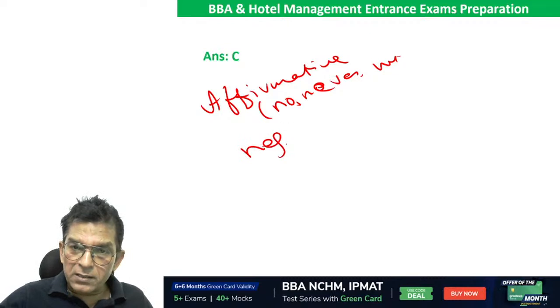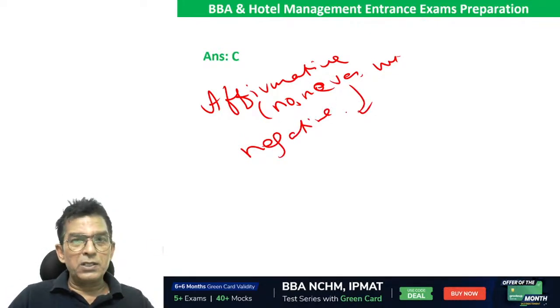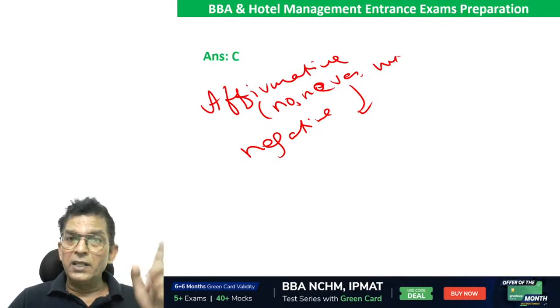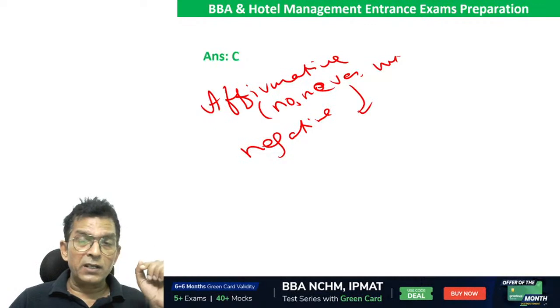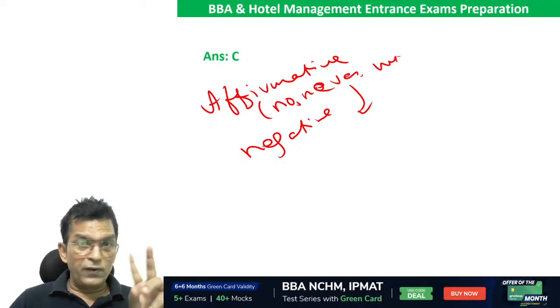And a negative sentence, on the other hand, will have these words. Whether the meaning is positive or negative, we don't care. He is not a liar is a negative sentence. He is a liar is an affirmative sentence. Okay, so first of all, let's understand.